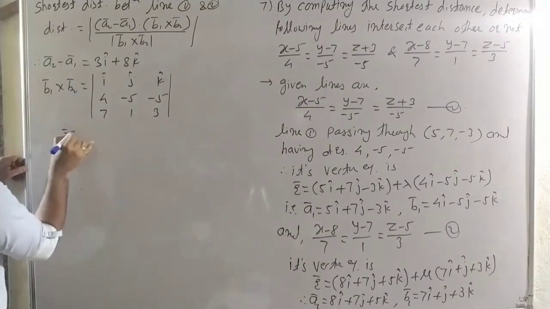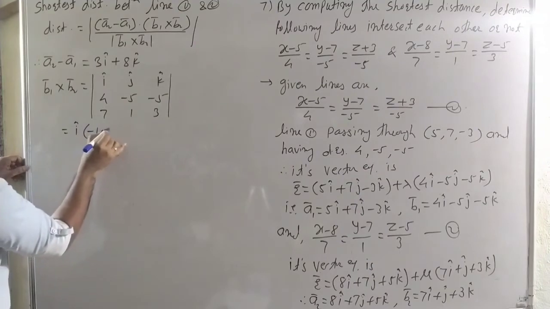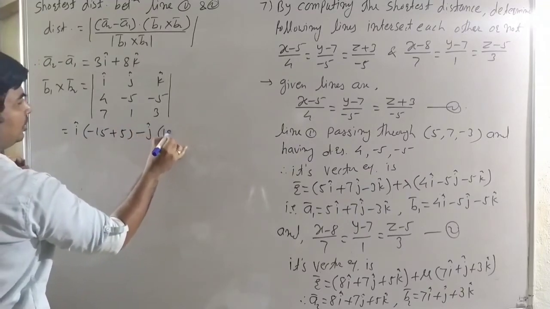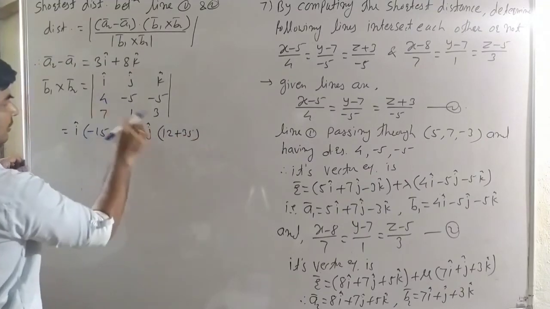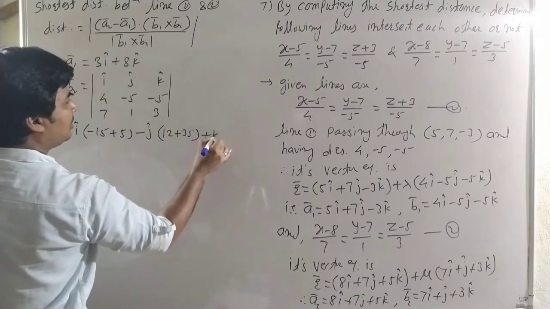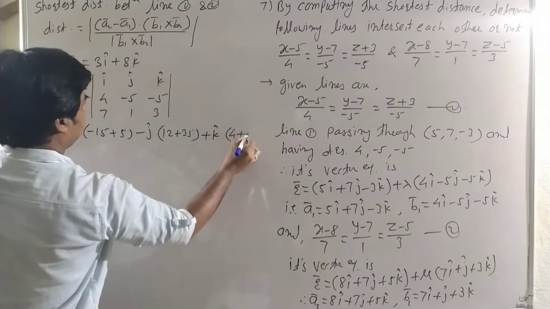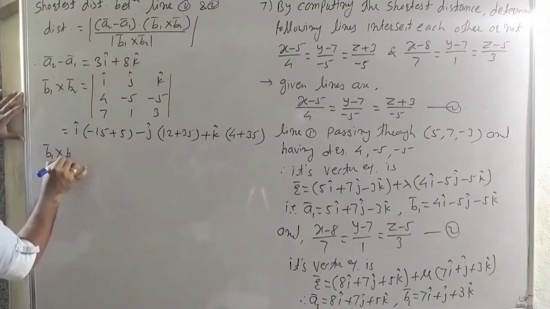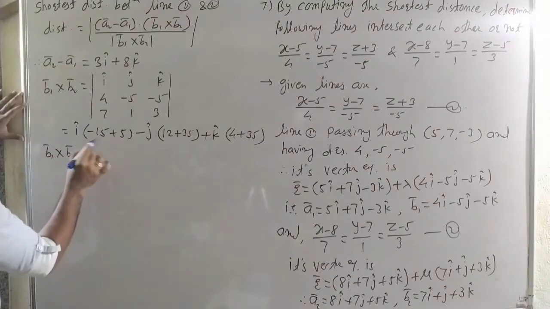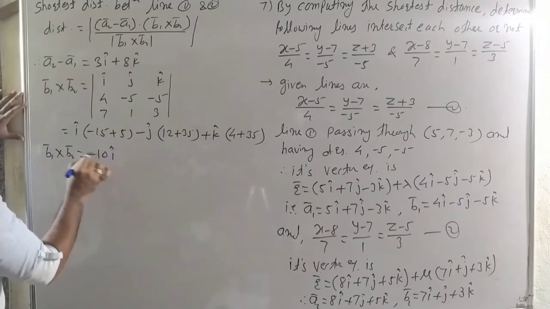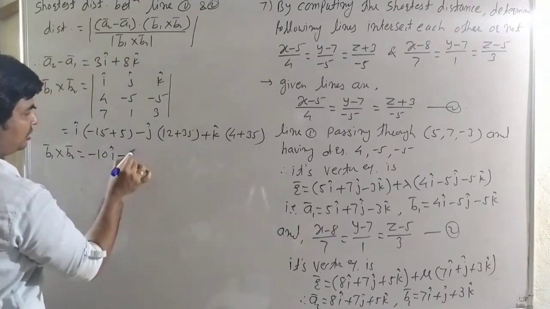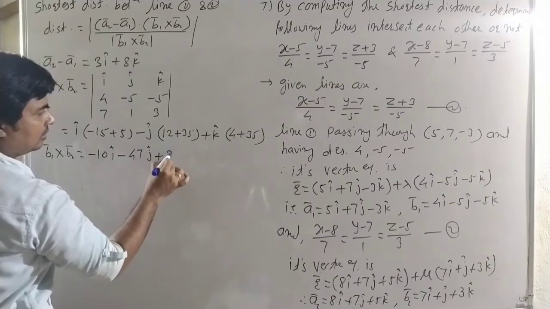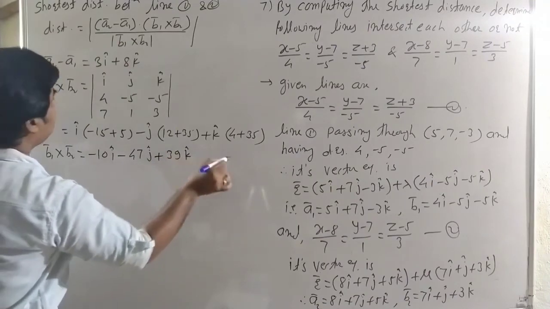Okay, and therefore it is i cap into minus 15 plus 5, minus j cap into 12 plus 35. See carefully, 12 plus 35, and plus k cap into 4 plus 35. Okay, and then b1 bar cross b2 bar is equal to, see carefully, minus 10 i cap minus 47 j cap and plus 39 k cap.